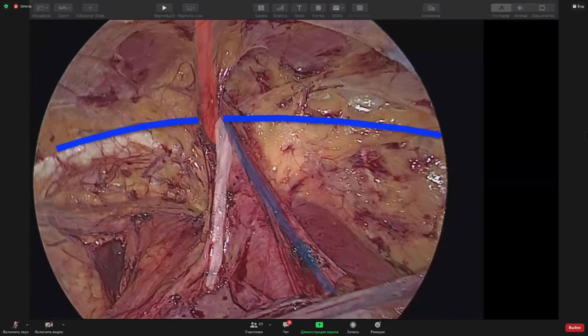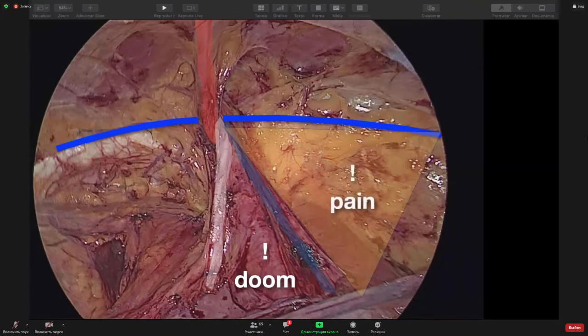Once again, I like to talk about the anatomy of the nerves. This is the Dunn triangle between the vas deferens and spermatic vessels. And lateral of this, we have the triangle of pain. In this place, we have all the nerves concerning the laparoscopic approach.